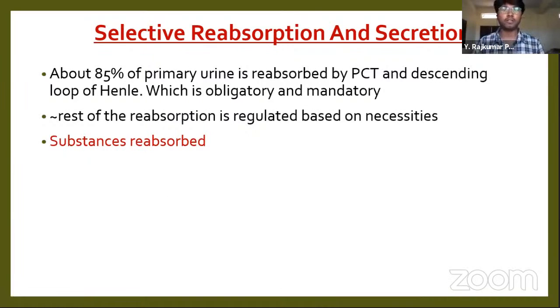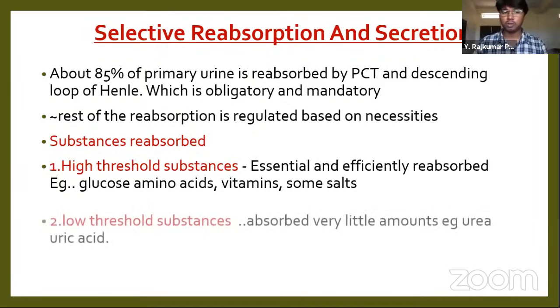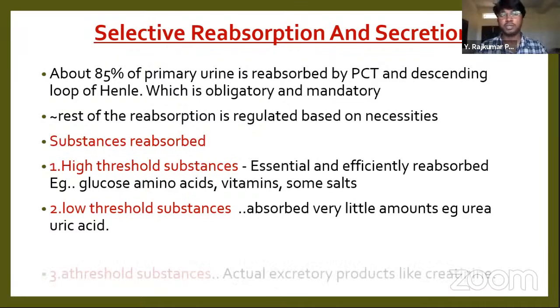Based on the amount of reabsorption, the contents are classified into three types. The first type is high threshold substances, which are mostly reabsorbed. Essential and efficiently reabsorbed substances come under the high threshold substances. They are glucose, amino acids, vitamins, and some salts. Next, low threshold substances. They are absorbed in very little amounts. Example, urea and uric acid.